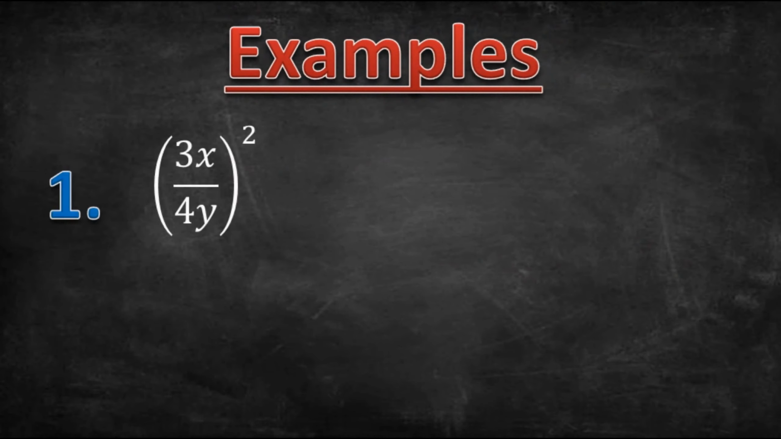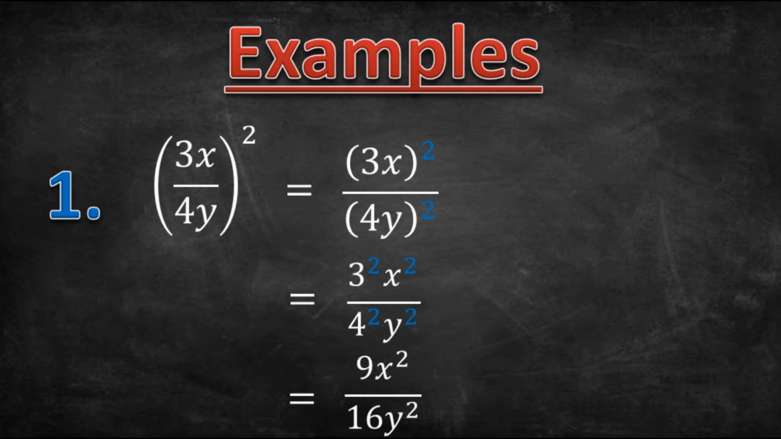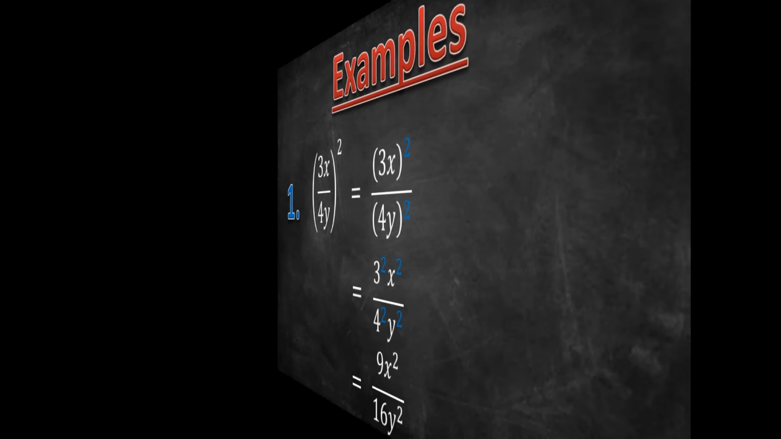So in the first example here, we have (3x/4y) all squared. Using the fourth law, we can apply the power to the numerator and to the denominator. Now we can use law 3 and apply the power to each term inside the brackets in the numerator as well as the denominator. So we have 3 squared x squared all over 4 squared y squared. 3 squared is 9 and 4 squared is 16.